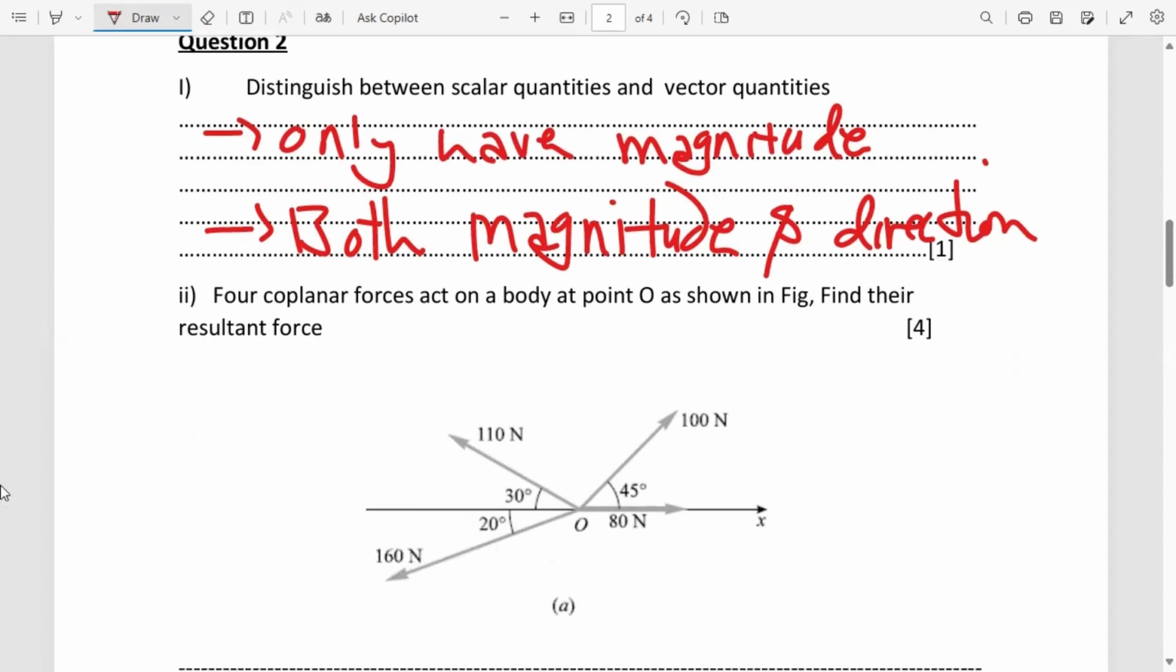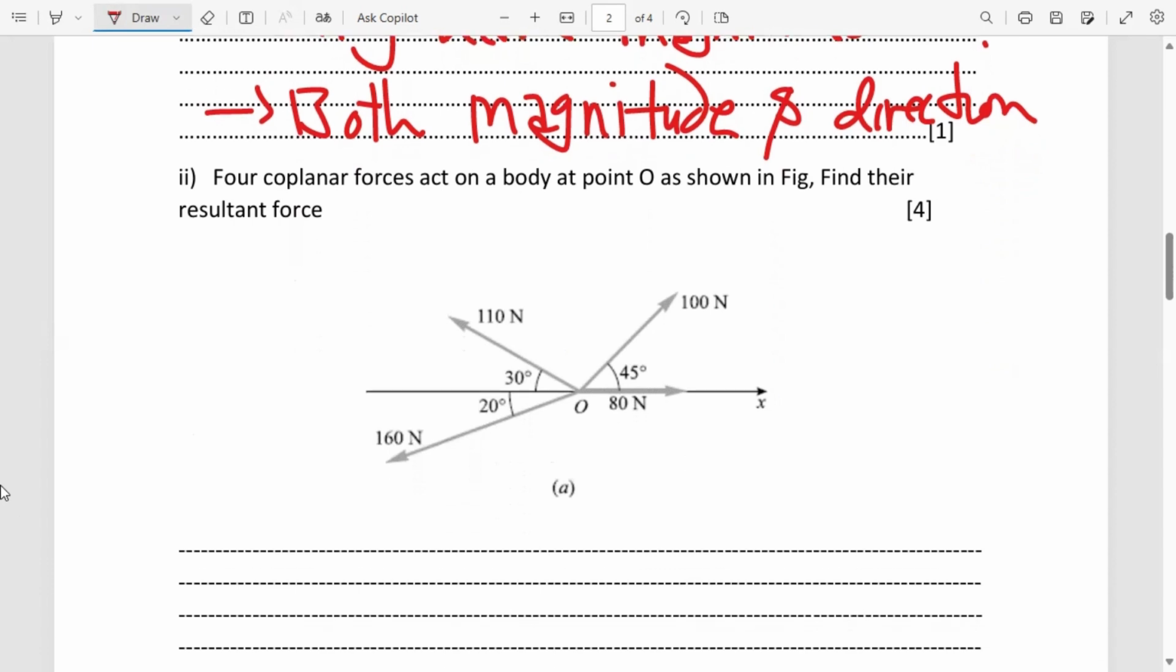Let's go to part 2. Part 2 is saying, four coplanar forces act on a body at point O, as shown in the figure. Find their resultant force. So this is a very simple question.